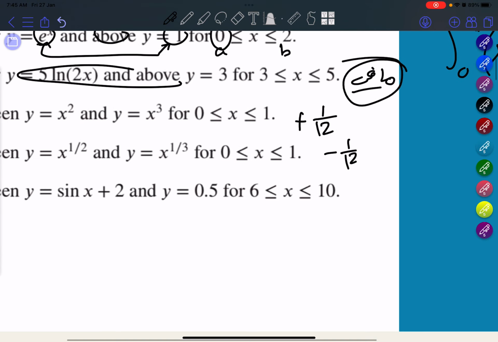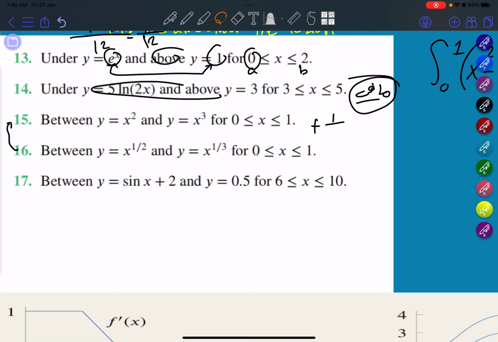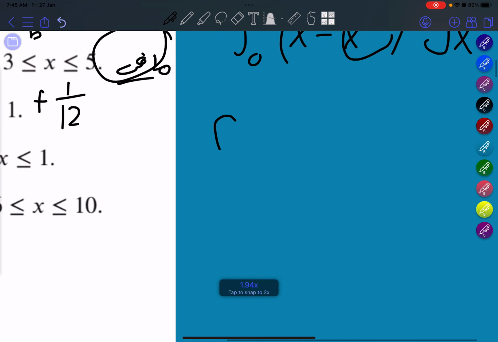How do we know? How do we prove it? Let's prove that 16 is just the negative sign of question number 15. Again, same interval, obviously, that has to be 0 to 1, and then x power half minus x power 1 over 3.